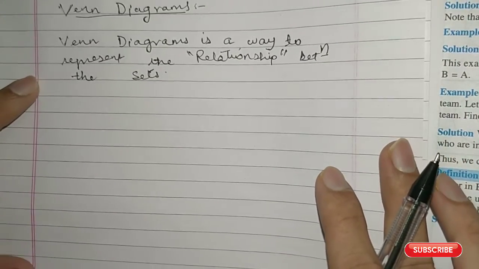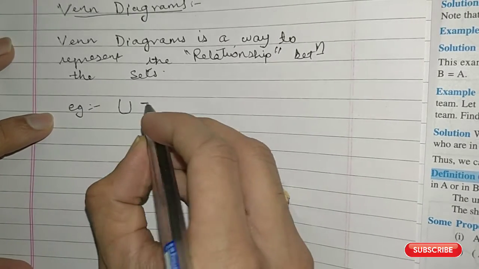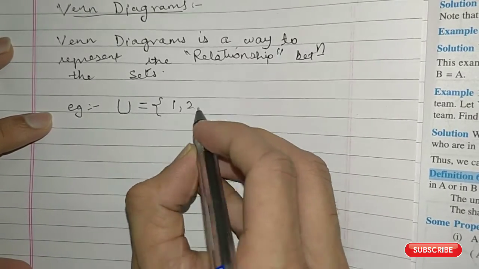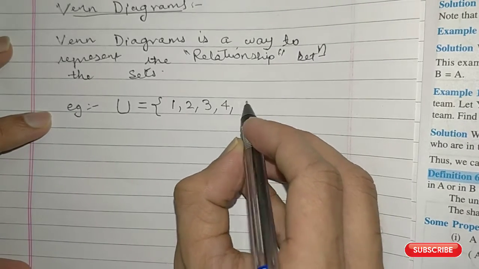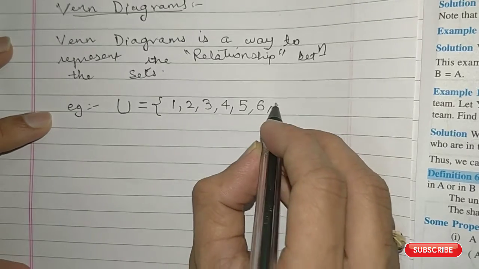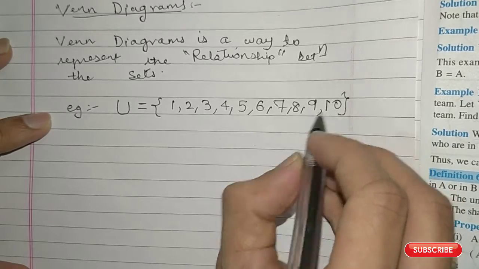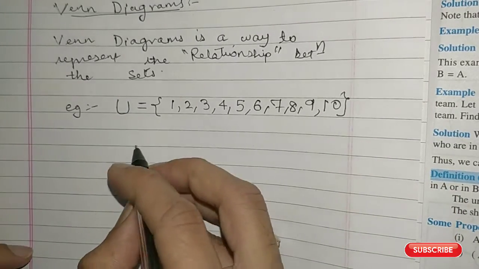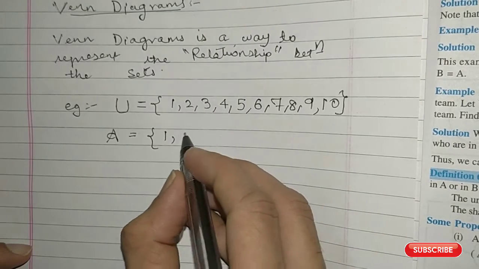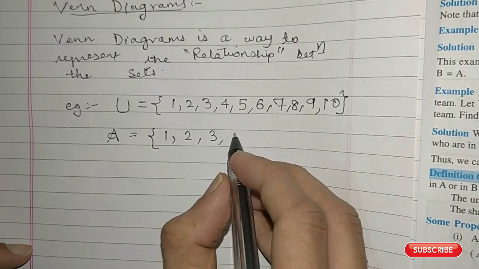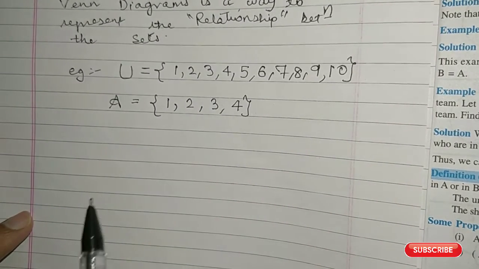Now let us take an example. If you have a set U which is a universal set for this example, U equal to 1 2 3 4 5 6 7 8 9 10, and a set A which is equal to 1 2 3 4, now this you can represent by means of Venn diagrams.